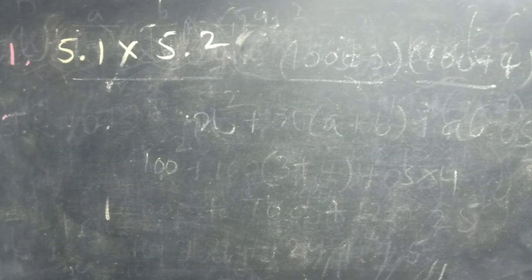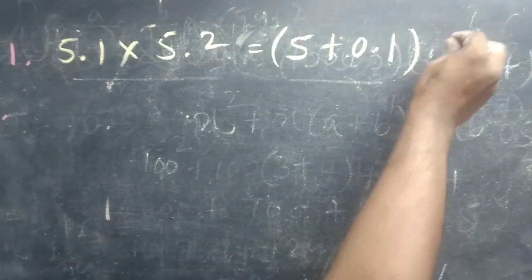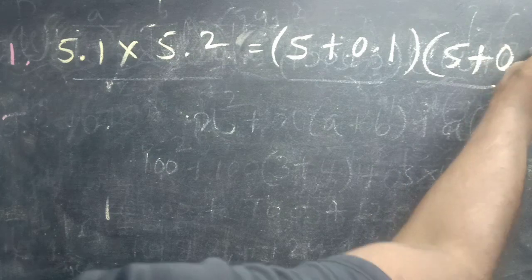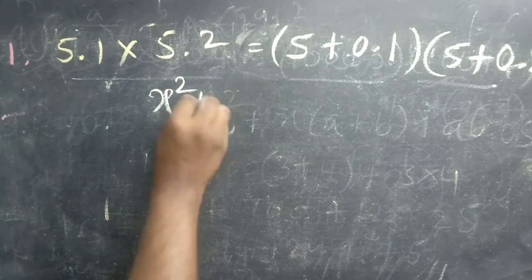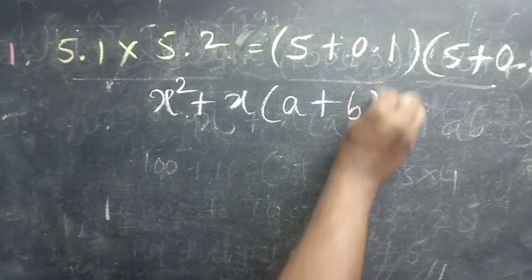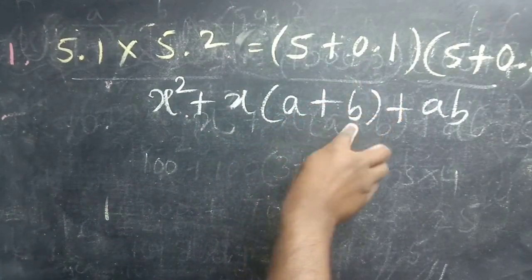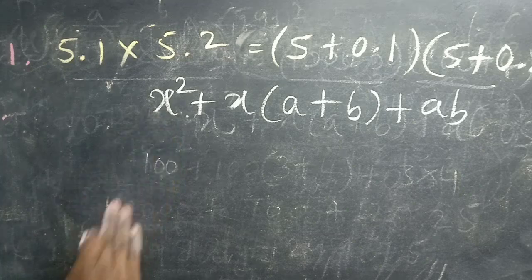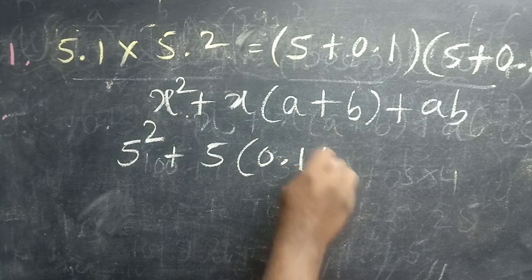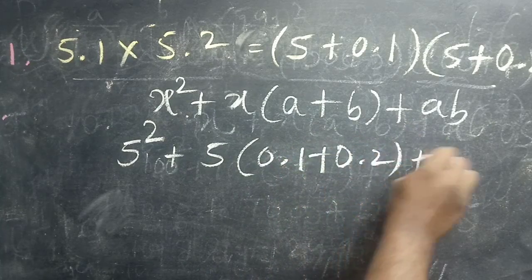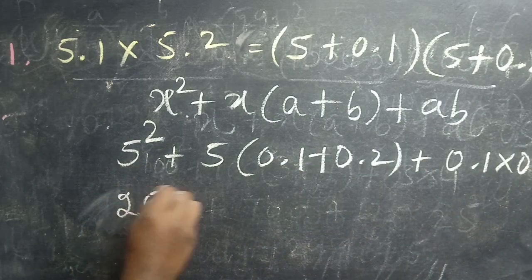Now, moving to next question, 5.1 into 5.2. It can be written as (5 plus 0.1) into (5 plus 0.2). It is of the form (x plus a) (x plus b), which can be written as x square plus x times (a plus b) plus a into b. In place of x, I have 5. In place of a, I have 0.1. In the place of b, I have 0.2. That is, x is 5, so 5 square plus 5 times (0.1 plus 0.2) plus 0.1 into 0.2. 5 square is 25.